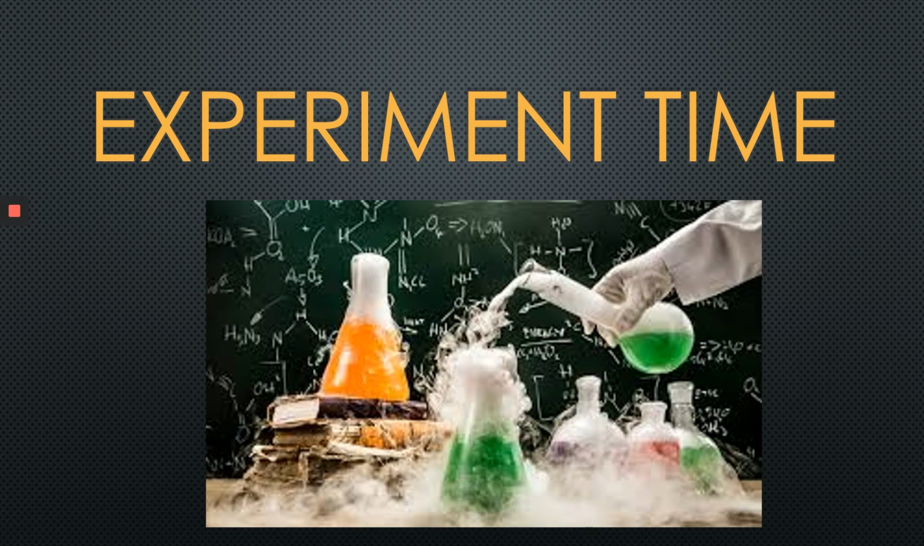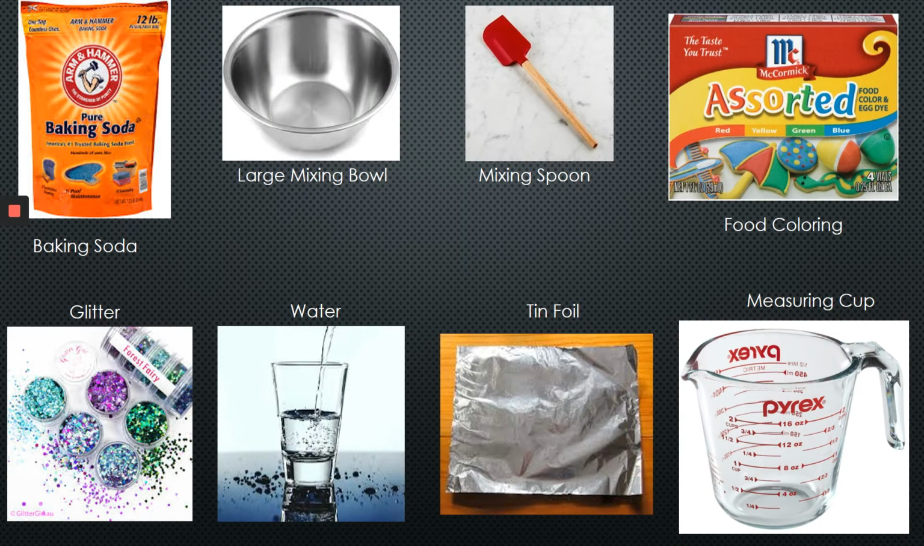All right, so let's experiment. What you're going to need: baking soda, a large mixing bowl, a mixing spoon, food coloring, glitter, water, tinfoil, and a measuring cup. These are all things that I already had in my house. So before you ask your parents to buy you any of these, make sure you don't have them already at home. Check your cabinets and ask your parents if you have these supplies.